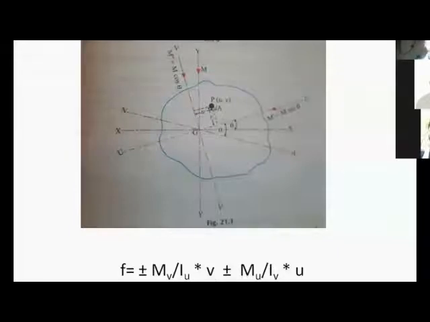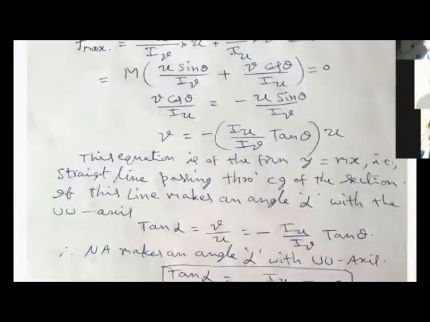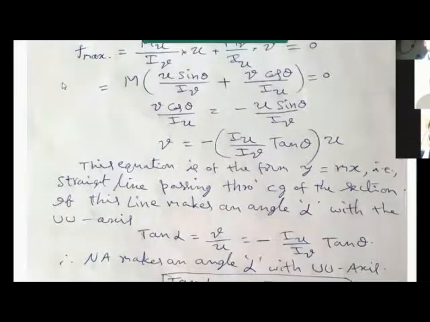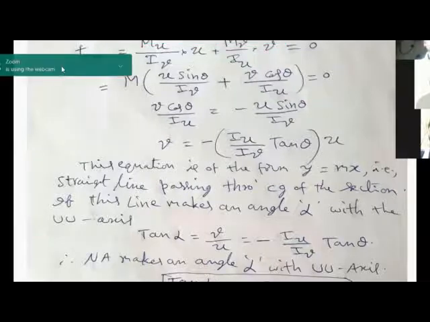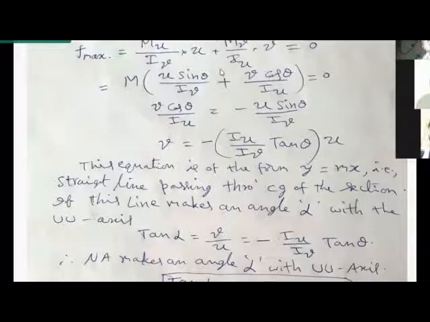Okay. Now, to determine the neutral axis, unlike the case of simple bending or symmetrical bending, here the neutral axis is not one of these axes, but you need to determine the neutral axis. So what is the neutral axis? It is the axis along which the stress is zero, or the resulting stress is zero.